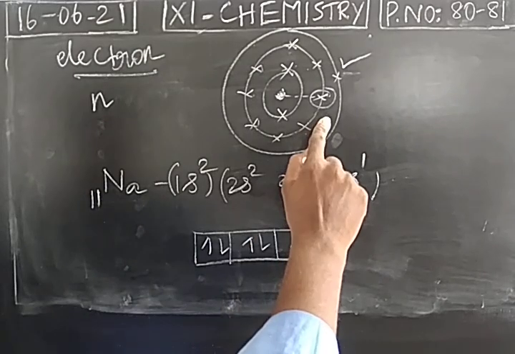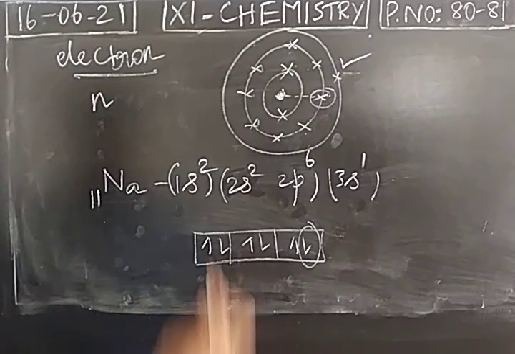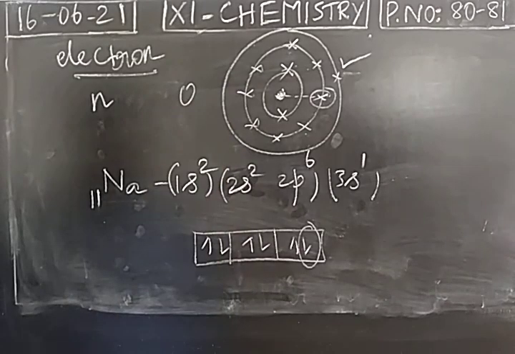When you select this electron, after this electron, many shells and many electrons may be present, but they won't be involved in shielding. So their contribution is 0. They are not contributing any value towards the screening constant.